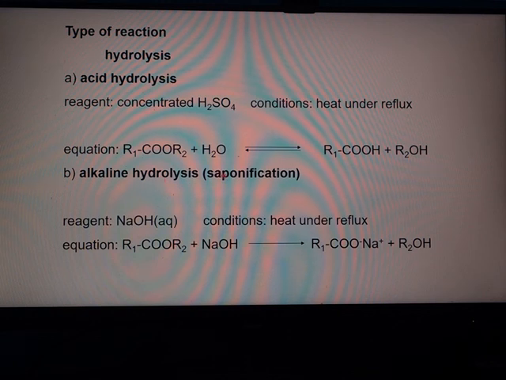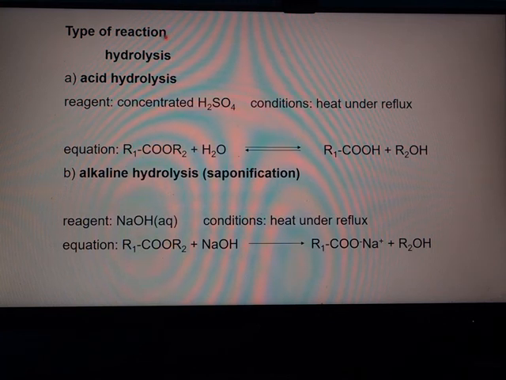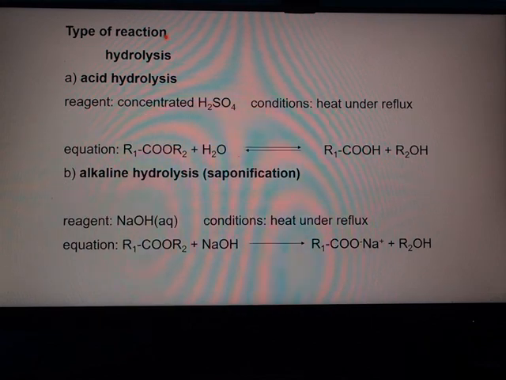That's saponification, because that's a chemical reaction to make soap. You get the salt of the carboxylic acid, and the reaction is not an equilibrium. For the acid one, you get the carboxylic acid, and it is in equilibrium. Okay, that's it for hydrolysis. Thank you.